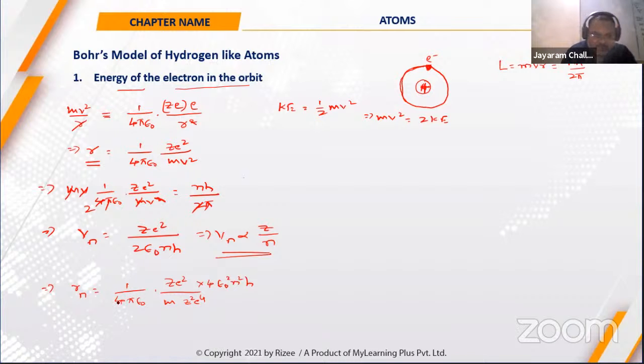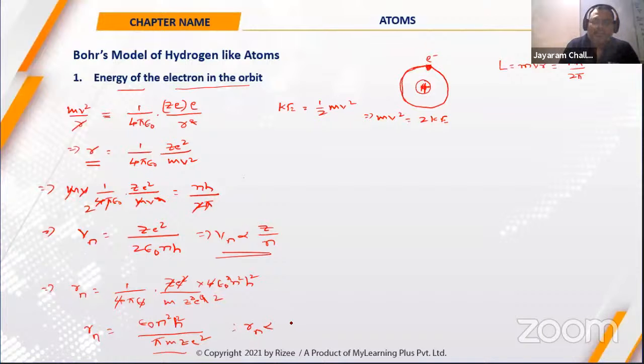So on removing the common terms, you can get the relationship between the radius of the nth orbit and the value of Z and n. So this will be n square h square by pi m Z e square. That means your radius of the nth orbit is proportional to n square by Z. Based upon this, you can calculate your kinetic energy here.